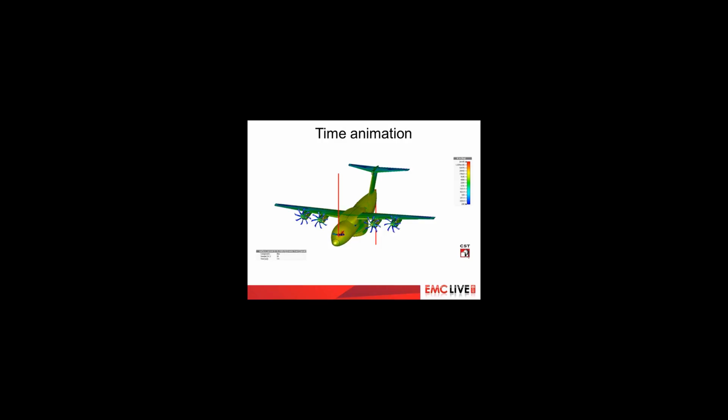A time animation of the surface current for the first 10 microseconds shows the current level rising and spreading over the airframe, and also shows the start of the decay of the waveform. This kind of animation can be used to identify any hotspots. For example, at the point of attachment on the refueling probe at the front of the aircraft, you can see the current is very high. And it's also very high at the back of the aircraft, where the current bunches as it exits.